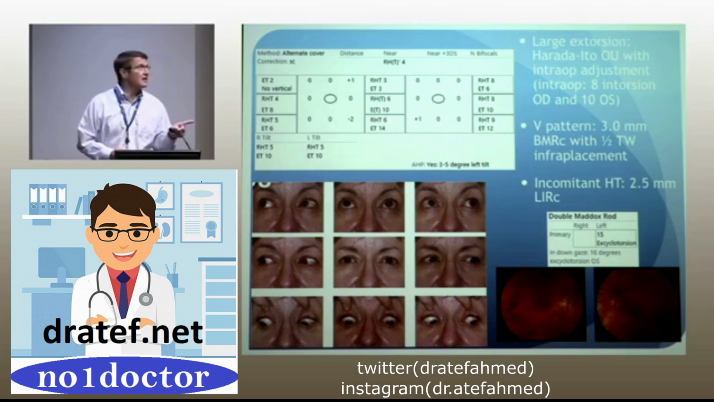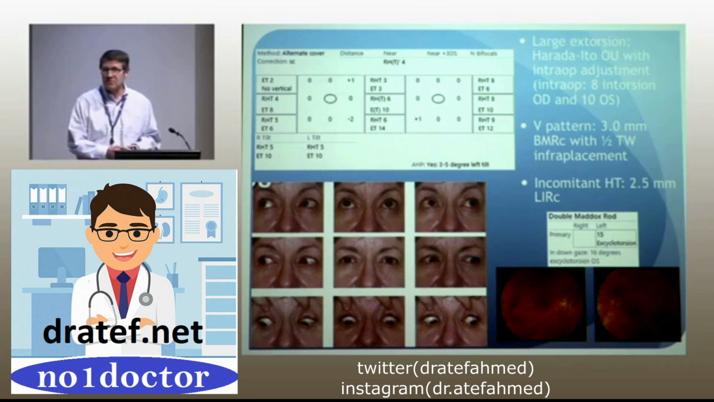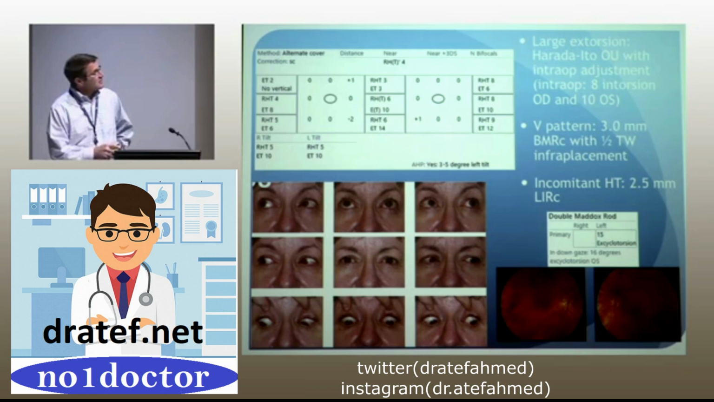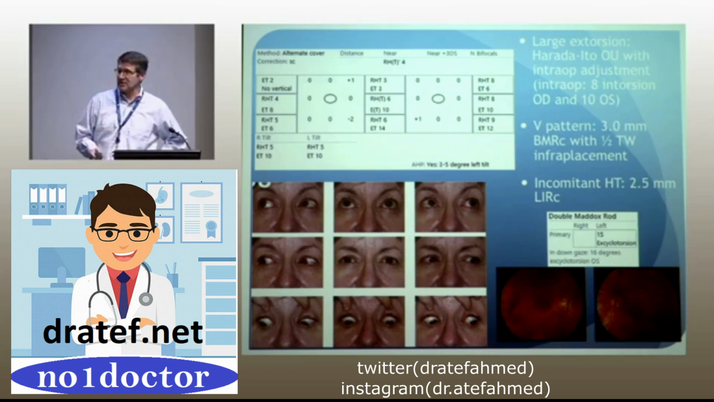Bit more complex than the last one, but look at how much torsion there is. 15 degrees in primary gaze, 16 degrees in down gaze. That is a lot of torsion. And let's look at her exam. Again, a hypertropia that's not large without much incompetence, which would argue that the posterior tendon fibers of the superior oblique and the lateral compartment probably are not as affected.